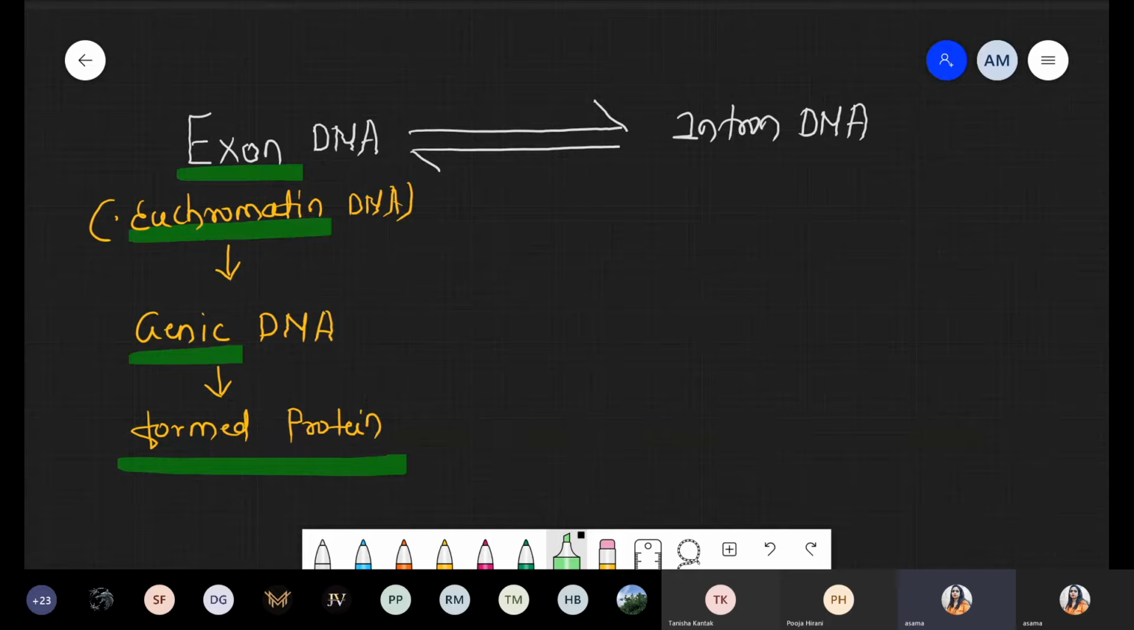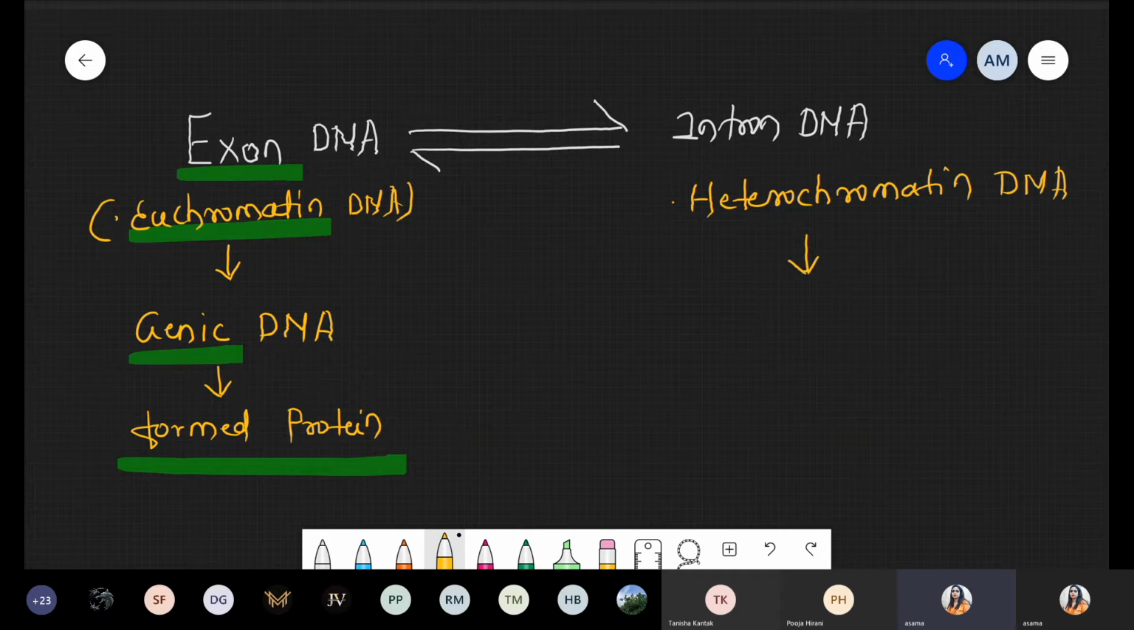Got it? Now what is the meaning of intron? Intron is exactly the opposite. Intron is basically called the heterochromatin form of DNA. What is the meaning of hetero? Hetero means non-genic DNA. And what is the meaning of non-genic? It means the part of DNA that is not involved in protein formation.